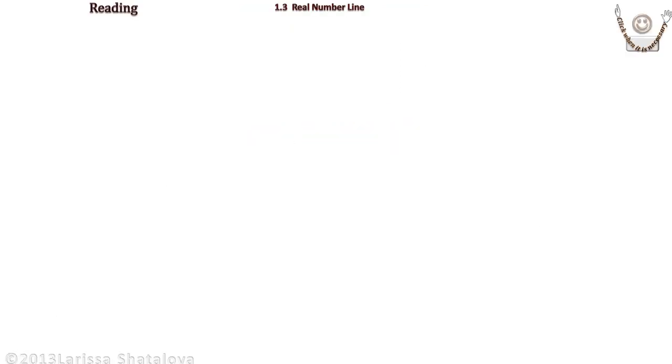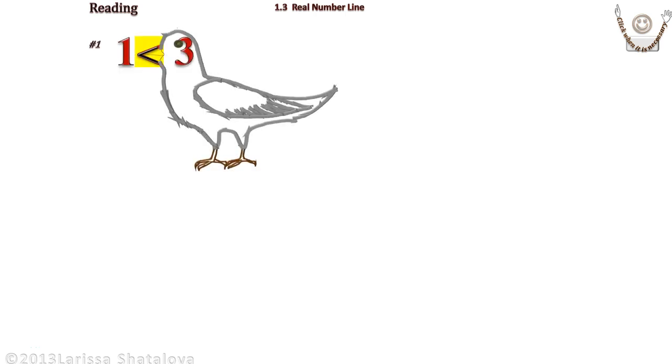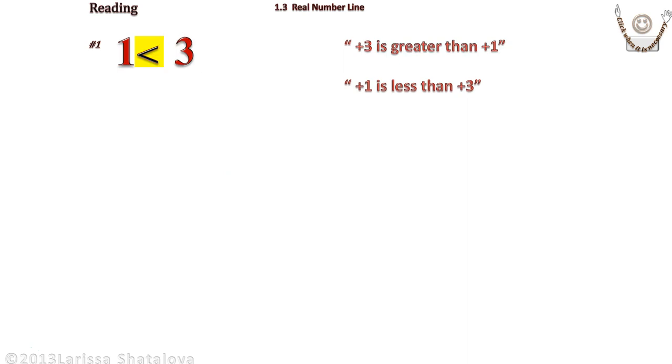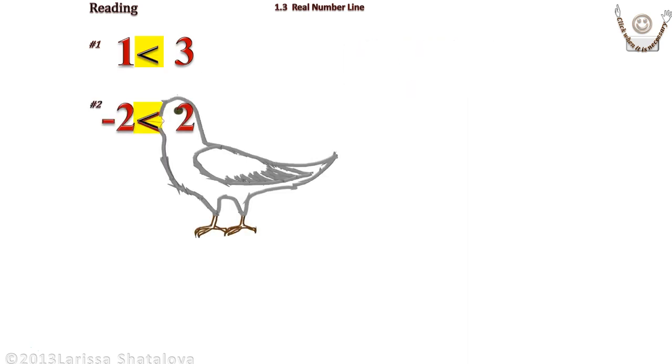Let's practice how to read inequalities. Example number 1. +3 is greater than +1, or positive 1 is less than positive 3. Example number 2. Positive 2 is greater than negative 2, or negative 2 is less than positive 2.